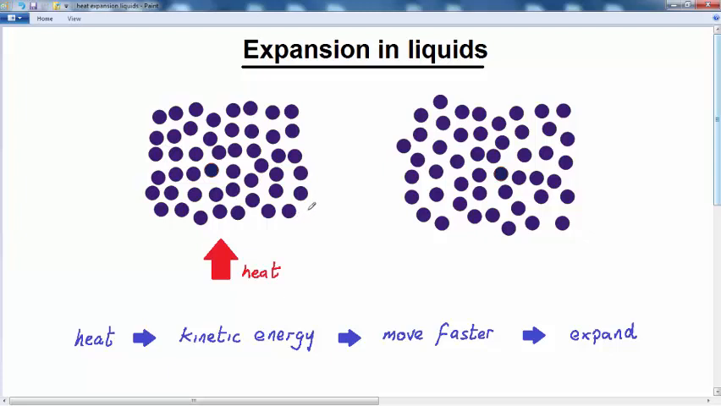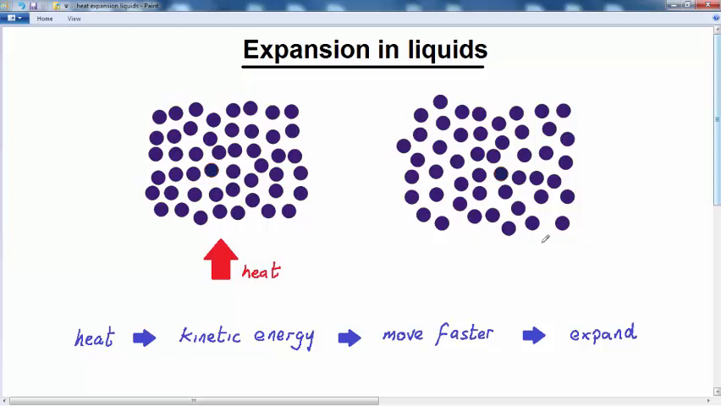We looked at the analogy in the last lesson of people on a dance floor. At the moment they're stationary, they're quite close together, and you turn up the music, then they start dancing and moving around, and they will inevitably occupy a larger area. Well, again, the same applies to particles in a liquid, except that they are moving in 3 dimensions and will therefore occupy larger volumes. And just like solids, the expansion in a liquid isn't really very large compared to the expansion, for example, in a gas. And we'll look at the reason for that in the next lesson.